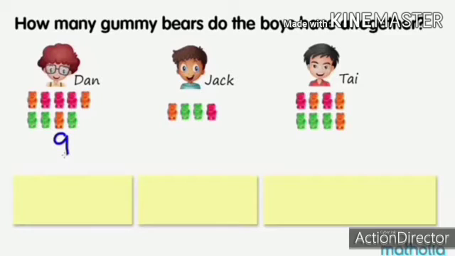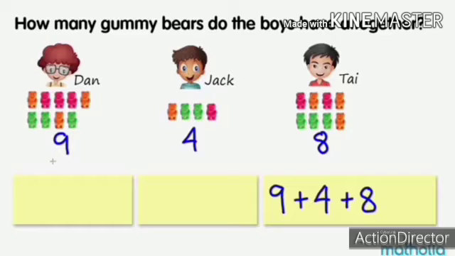Dan has 9 gummy bears. Jack has 4 gummy bears. Ty has 8 gummy bears. We need to add three numbers here. 9 plus 4 plus 8.